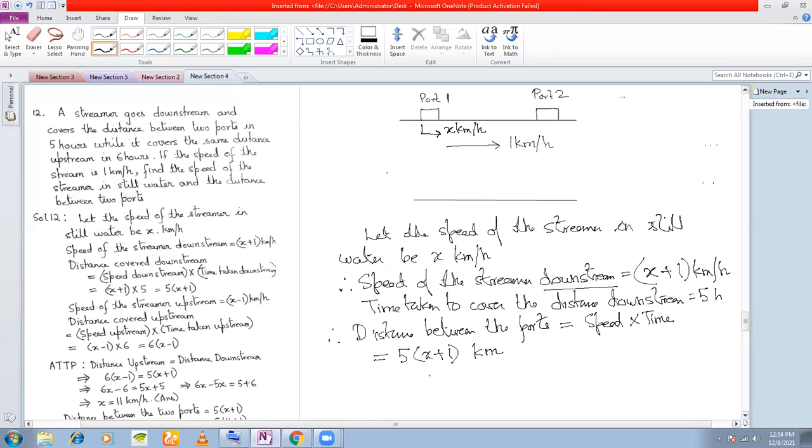Now let's consider upstream. Suppose now it is going from port 1 to port 2, and the speed of the streamer in still water is the same, x. Next, what will happen here? Speed of the streamer upstream. How much is the speed?